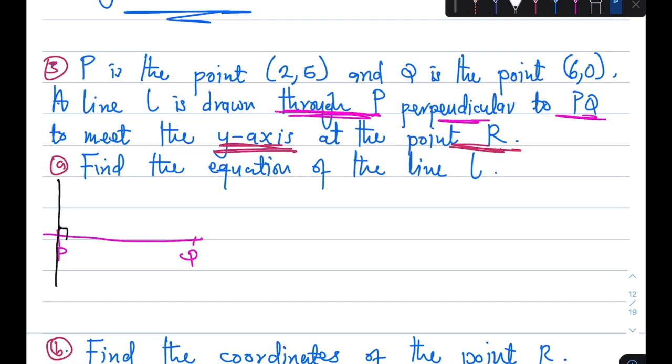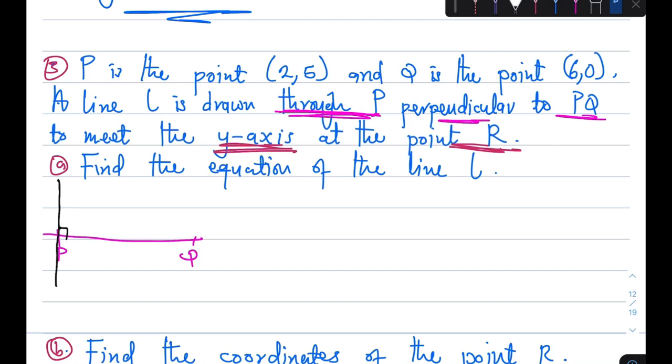Okay. Now let's solve the question. It says that we should find the equation of the line L. Now, which line is the line L? Well, it is the perpendicular line. So now let's start to work on it. Since it's the perpendicular line, we need a point and a gradient.